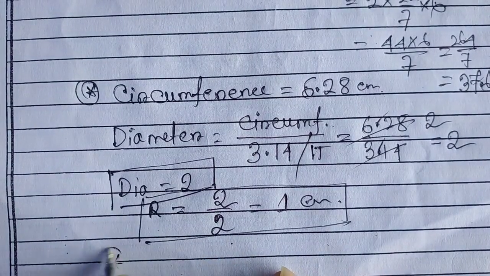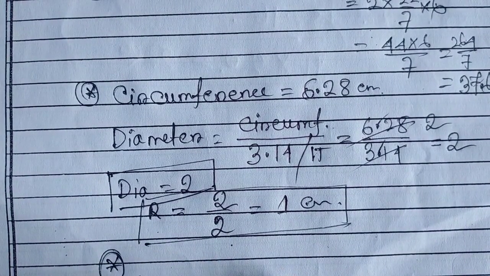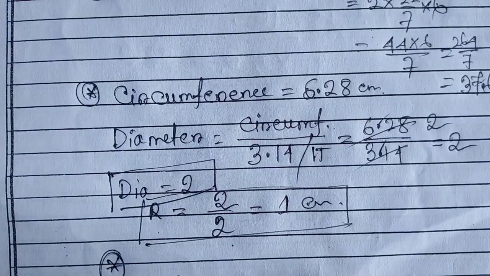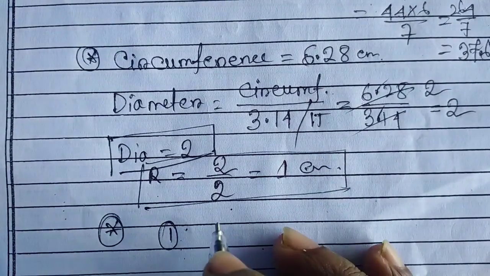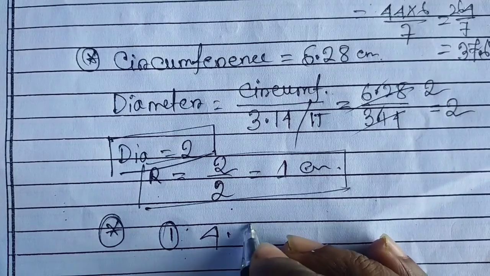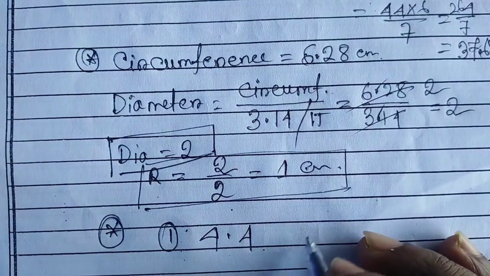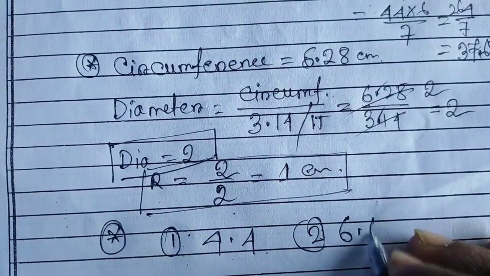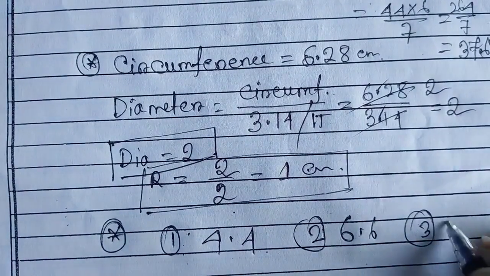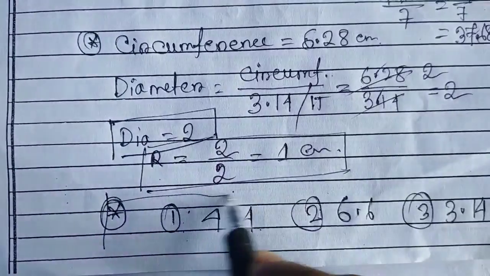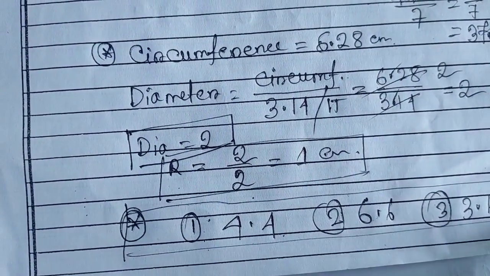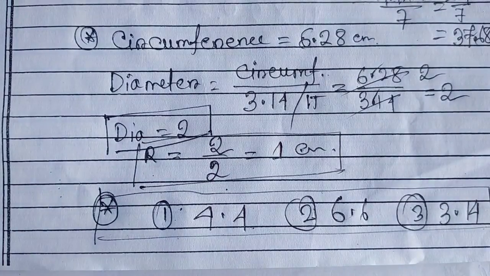So now your homework is just try to find the radius and diameter. Question number 1, 4.4. Question number 2, 6.6. Question number 3, 3.14. This is your homework. So try to find all the diameter and radius of these problems.